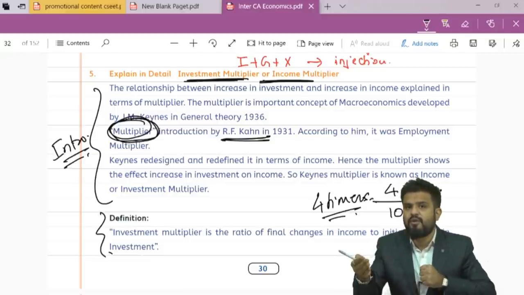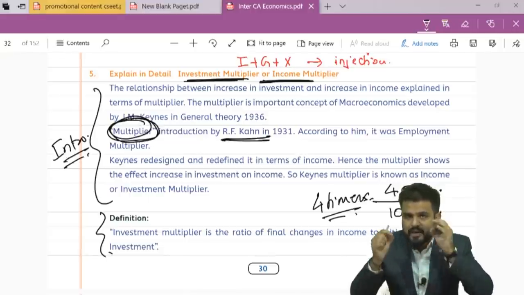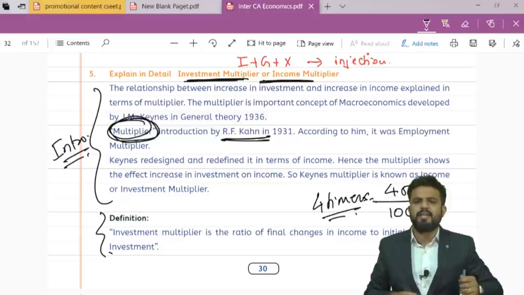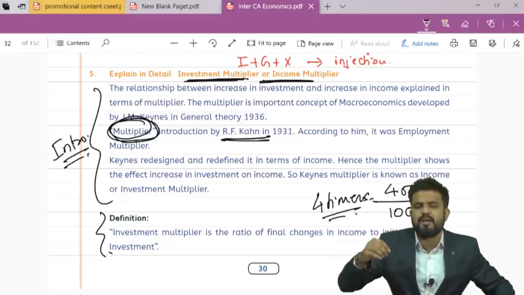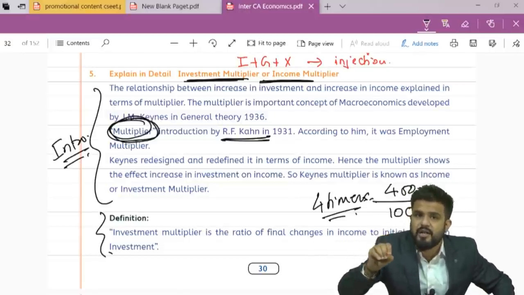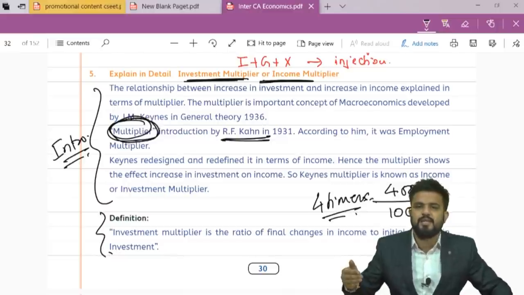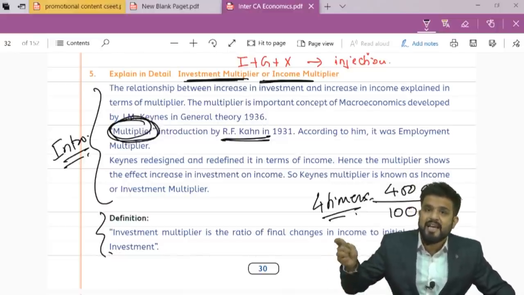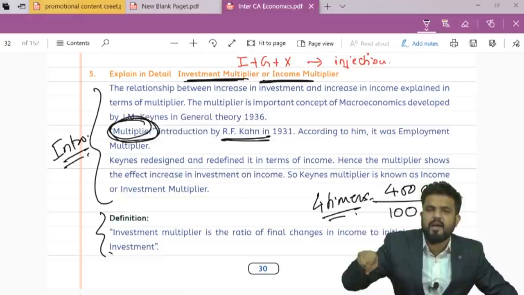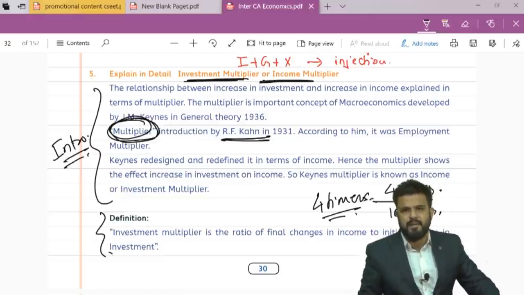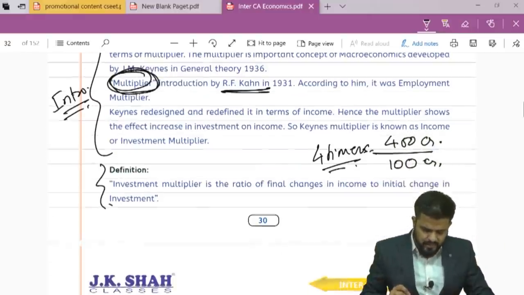Who took it forward? Who redesigned and redefined the concept? Keynes. And what did Keynes say? Because of a change in investment, there will be a change in national income. That's why this concept is known as the Keynes investment multiplier, also known as the income multiplier. So this is your basic introduction.